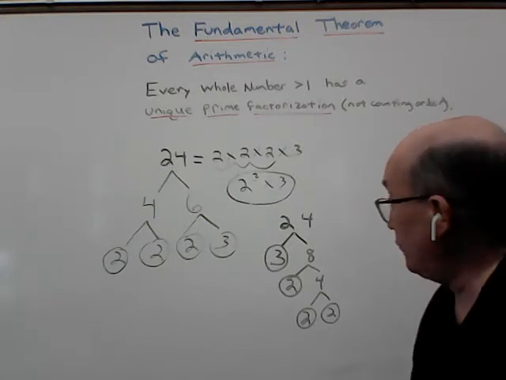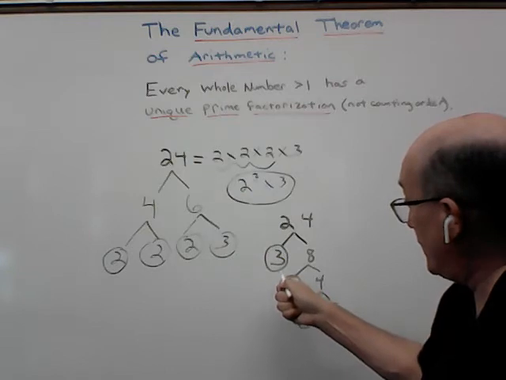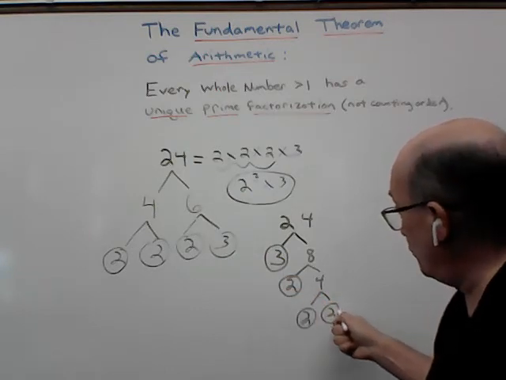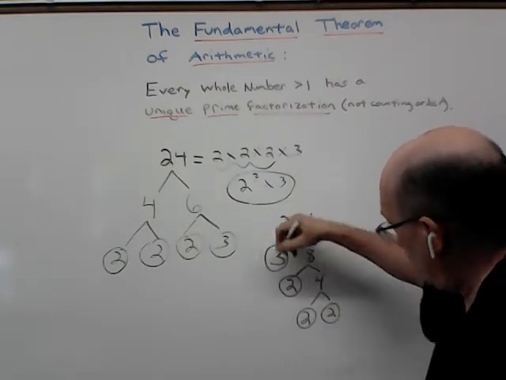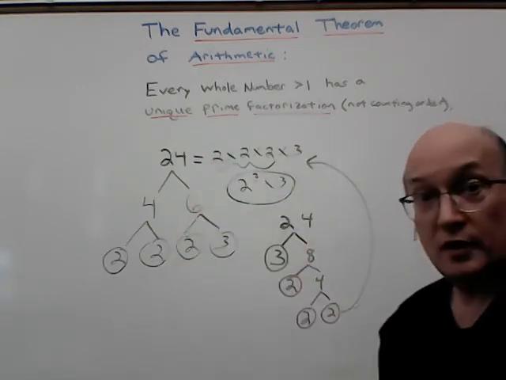I went about it differently. I started with 3 and 8 rather than 4 and 6, but I still ended up with 3 2s and a 3. So I would come up and do the same thing that I did before.